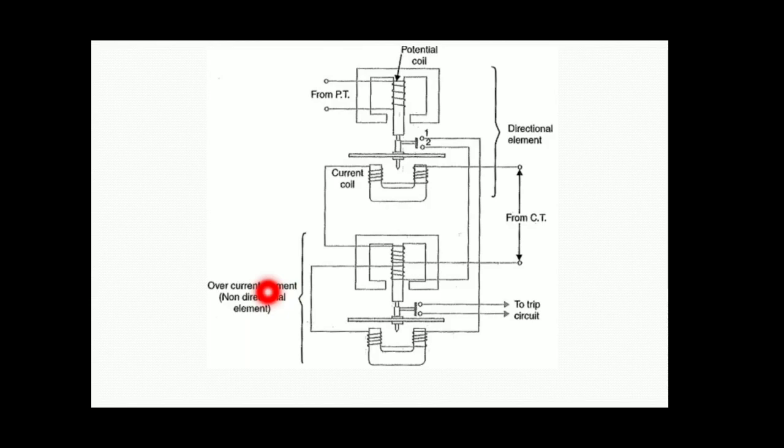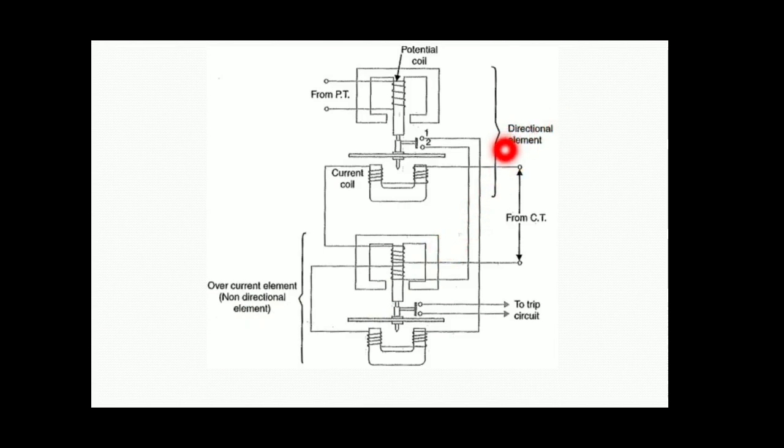Only when the direction of the motor or generator is reversed, and also overcurrent is obtained in that circuit, in that situation only the relay will be operated. That means it consists of two elements. The first one is the directional element and the second one is the overcurrent element.